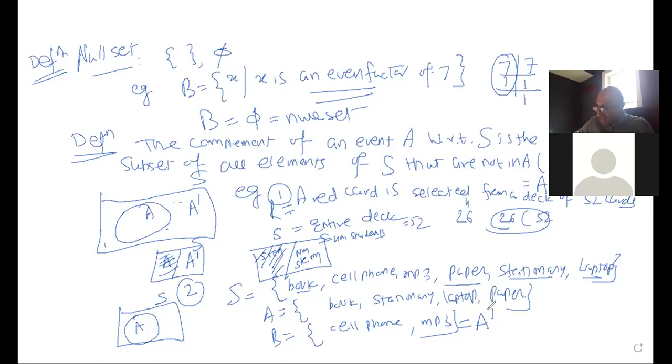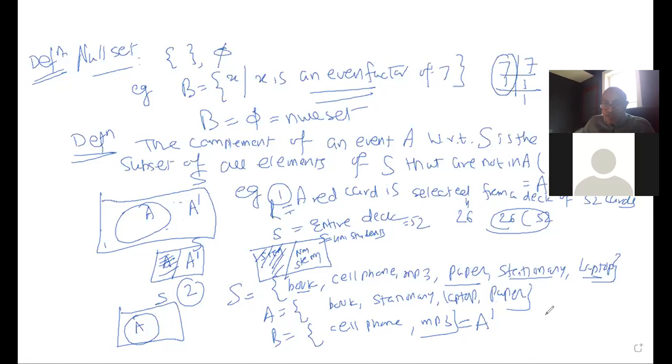I hope this idea of A and A complement is clear to you now. S equals book, cell phone, MP3, paper, stationery, and laptop. Some of the items are in set A, and the other items are in A complement. There is nothing common in both of these sets. Okay.